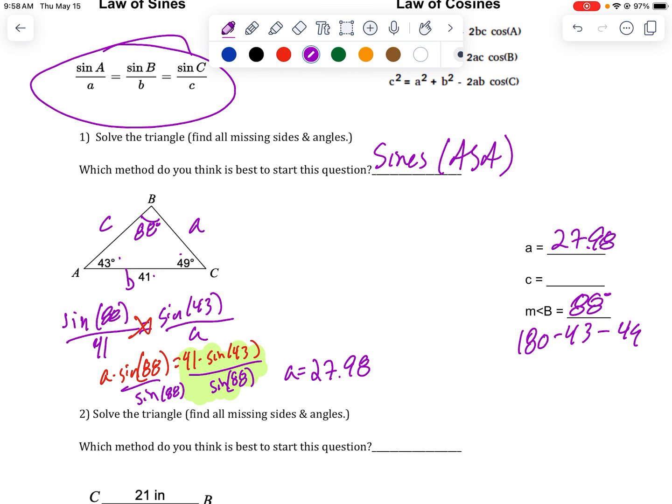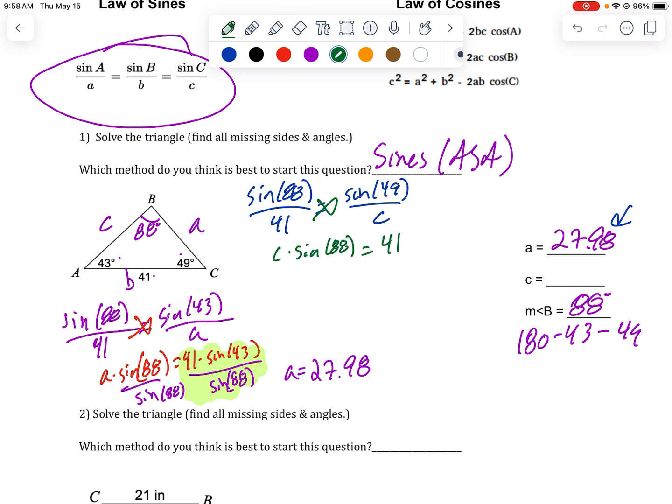Now to find side C, I could use angle A and side A, but since side A is a decimal here, I'm just going to stick with angle B and side B. So sine of 88 over 41 equals sine of 49 over C. All right, cross multiply. The process is the same. It's just the setup sometimes that gets people a little bit. There it is. And then divide by the sine of 88.